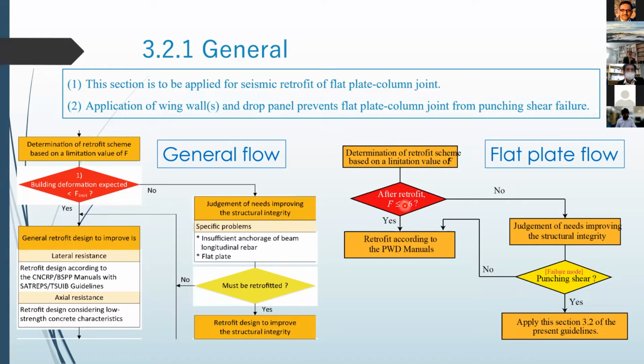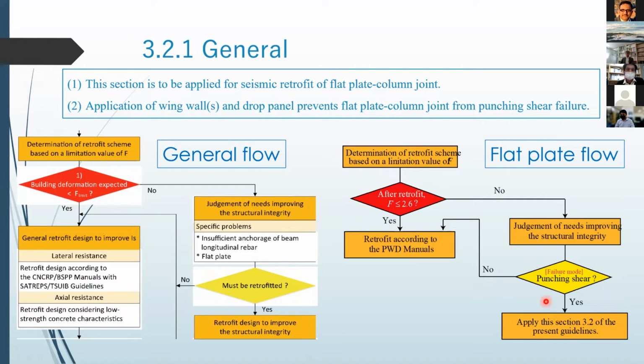If the expected F value, the expected deformation, is smaller than this value, we can retrofit the flat plate structure according to the PWD manuals. If not, we have to judge whether improving the structural integrity is needed and check whether punching shear failure is expected or not. If it is not expected, we can go to this route and retrofit the building according to the PWD manual. But if punching shear failure is expected, we need to apply this section.